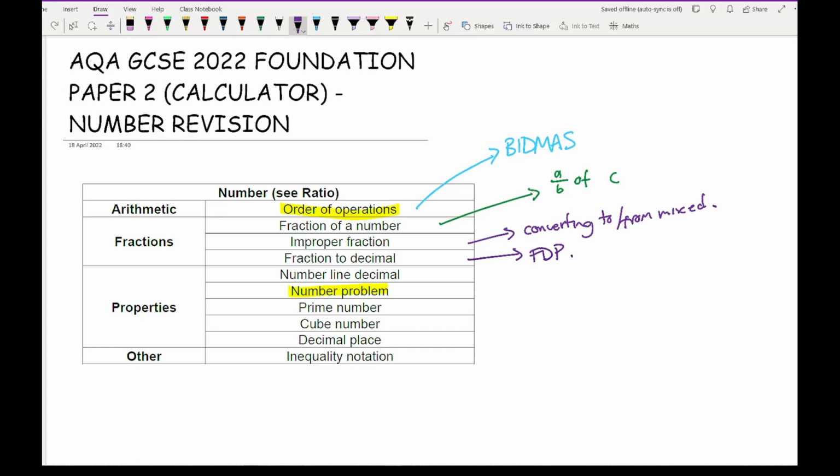Prime numbers, cube numbers, in terms of recognizing what prime numbers are, and it's expected that you know your prime numbers up to 50 at foundation level. Cube numbers, knowing all your cube numbers up to, let's say, 6, and then knowing what 10 cubed is. Decimal places, that's going to include potentially looking at rounding and estimating. And then inequality notation, it's just a case of knowing when to use less than, when to use more than, and when to use the equal signs as well. So hopefully when we look at some example questions, a lot of these topics will come into play as to when we actually need to use them.